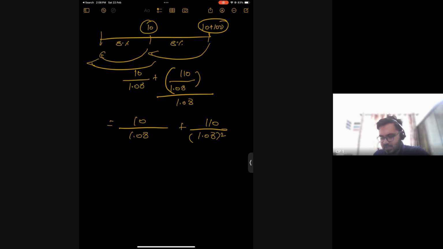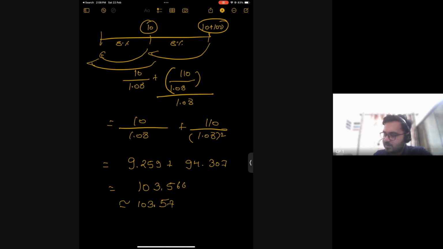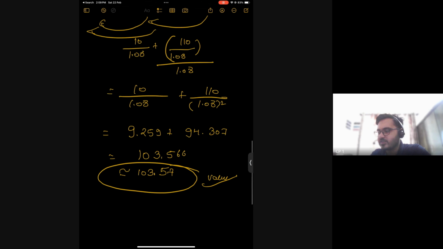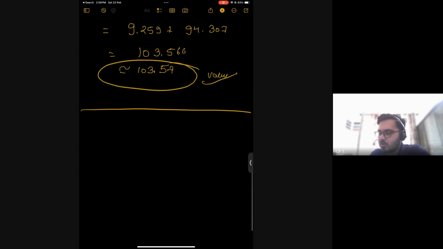So let's just do a very simple calculation. The number for the first one will be 9.259. 110 divided by 1.08 to the power of 2 is going to be 94.307. Now, if I just add 9.259, it gives me a present value of 103.566, or somewhat equal to 103.57. So this is the value of the bond today, which gives me 10 next year and 110 a year from now.